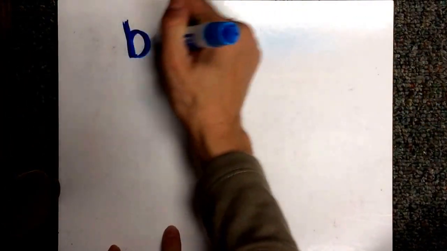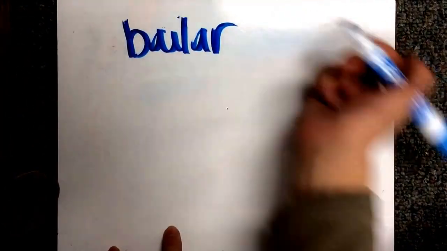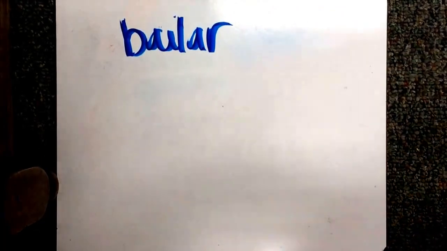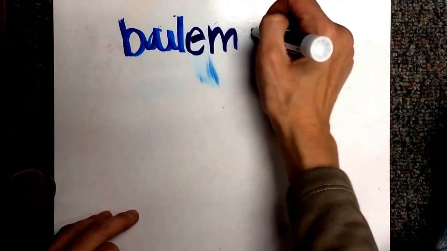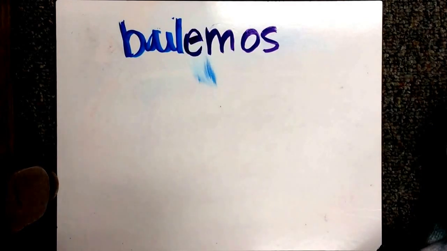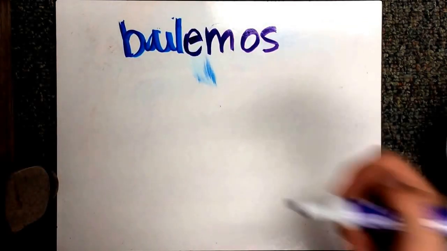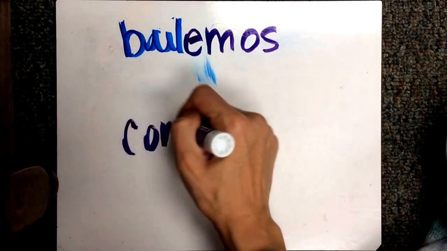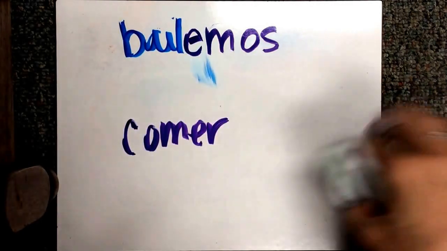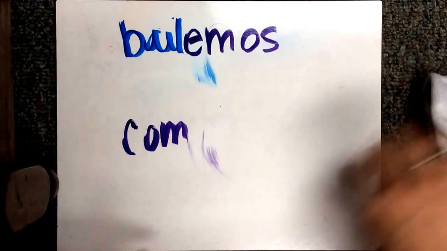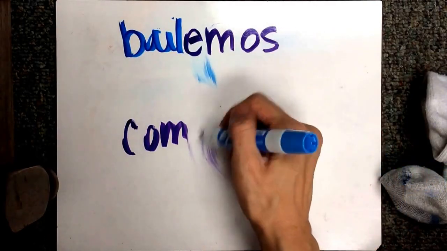So if you wanted to say, hey, let's dance, you take bailar, you drop off the AR, and you add the opposite ending. Bailemos. If you wanted to tell everyone, hey, let's eat, you take comer, you take off the ending, and you add the opposite ending.